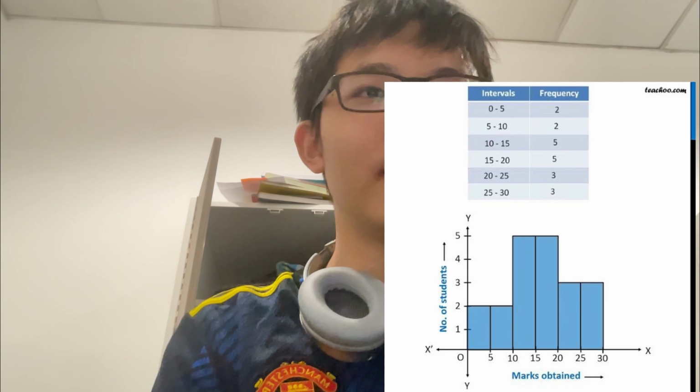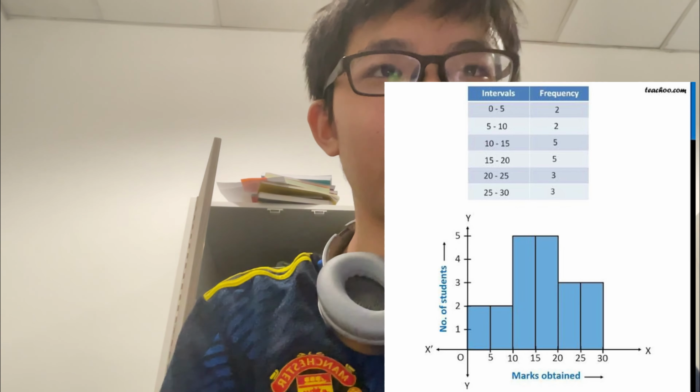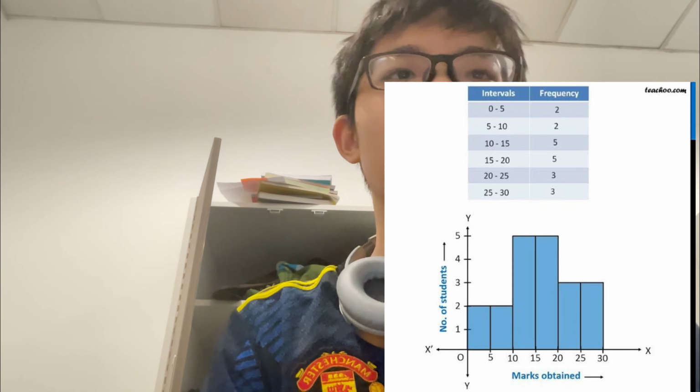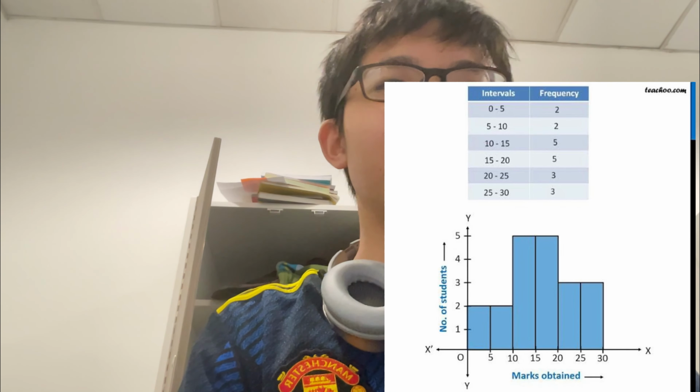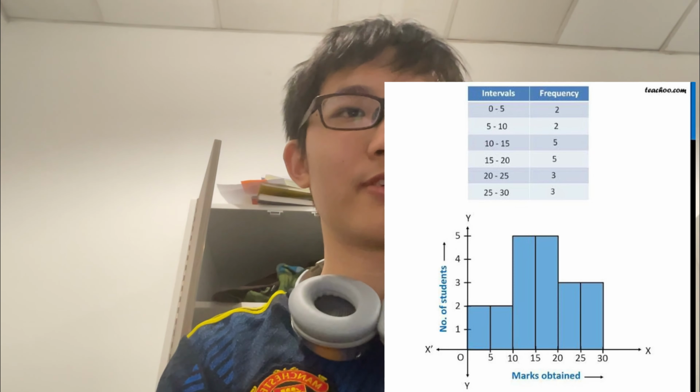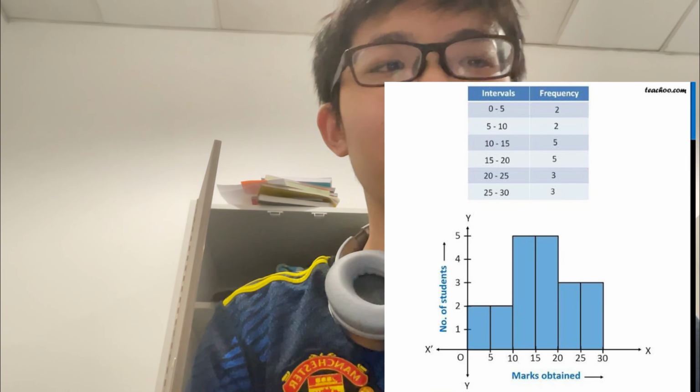To construct a histogram, we first need to group the data into intervals or bins. We then count the number of data points that fall within each bin and plot the frequency of each bin on the y-axis. The bars of the histogram are then drawn to represent the frequency of each bin. The width of each bar corresponds with the width of the bin, and the height of each bar represents the frequency of the bin.